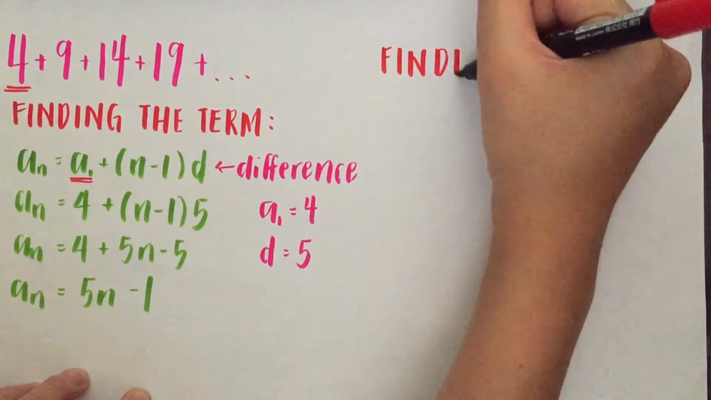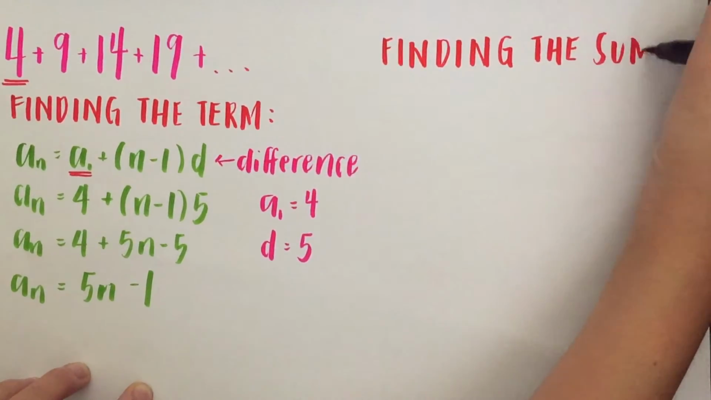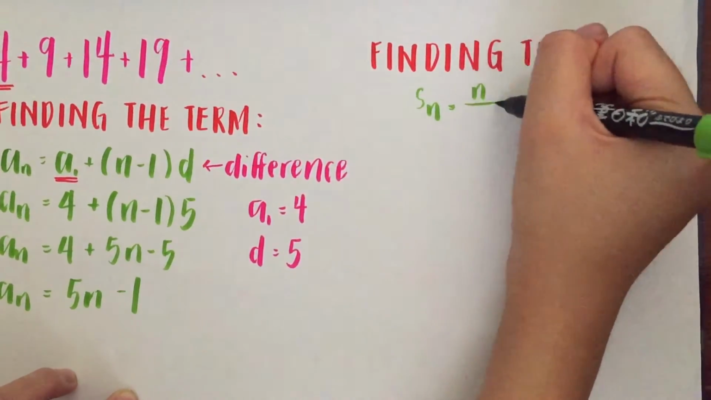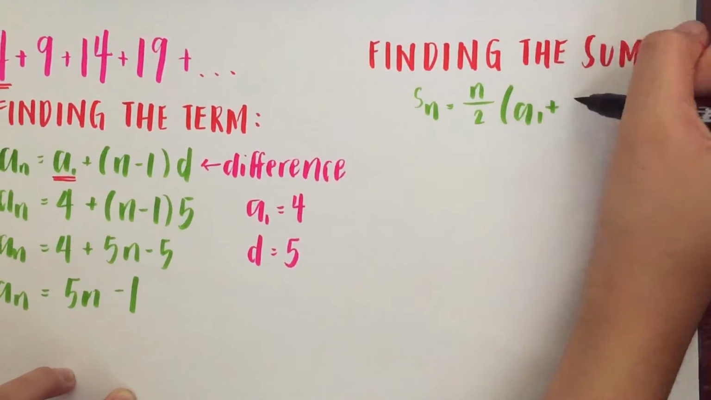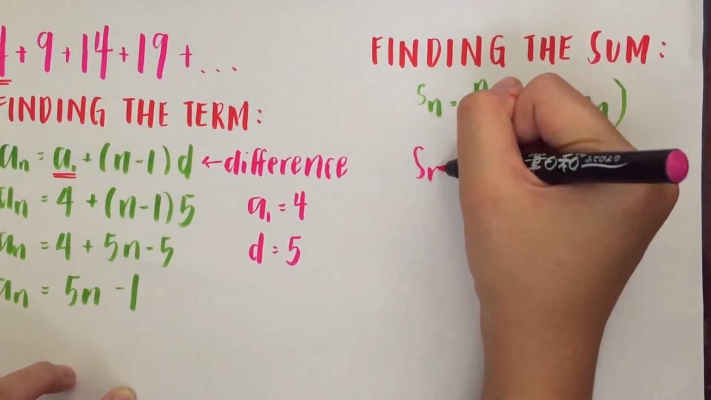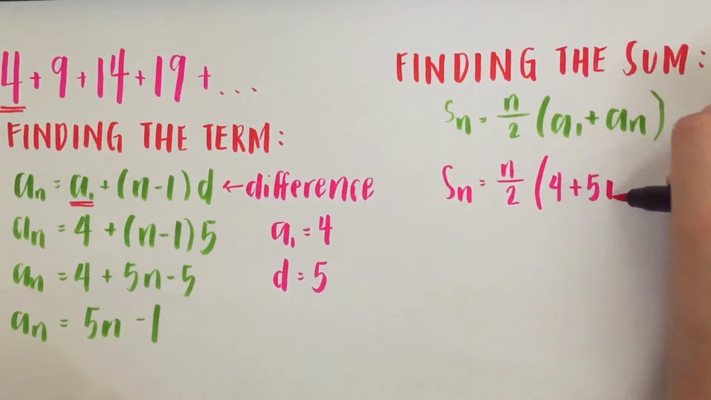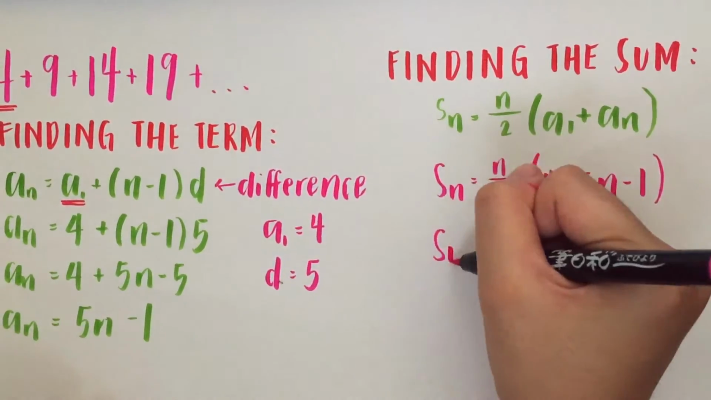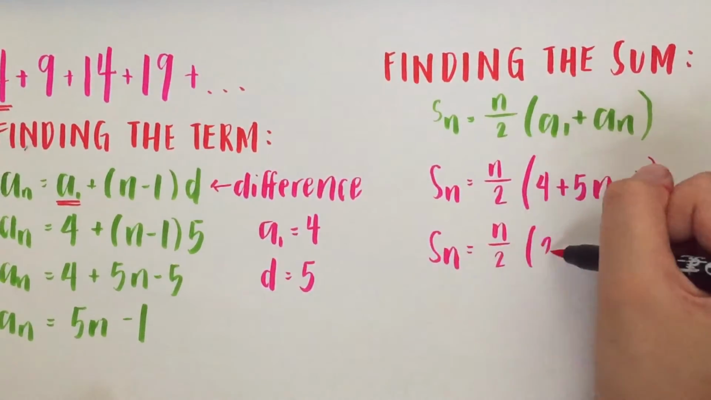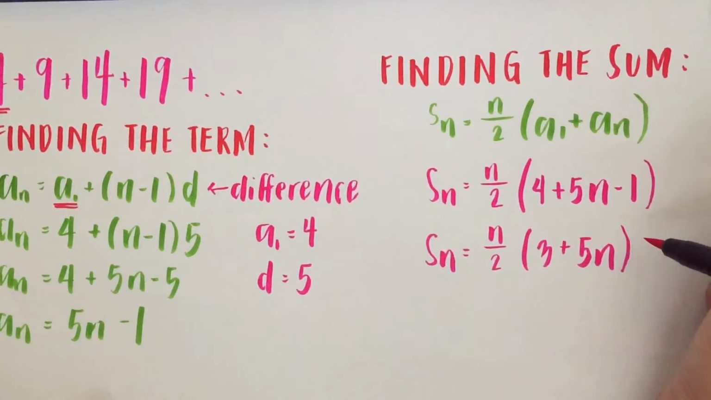So now we find the sum. The formula for this is once again S sub n is equal to n over 2 multiplied by a sub 1 plus a sub n. Now because we have all those terms, all we have to do is substitute. So now we have S sub n is equal to n over 2 multiplied by 4 plus 5n minus 1. So you get n over 2 multiplied by 5n plus 3. You multiply that.